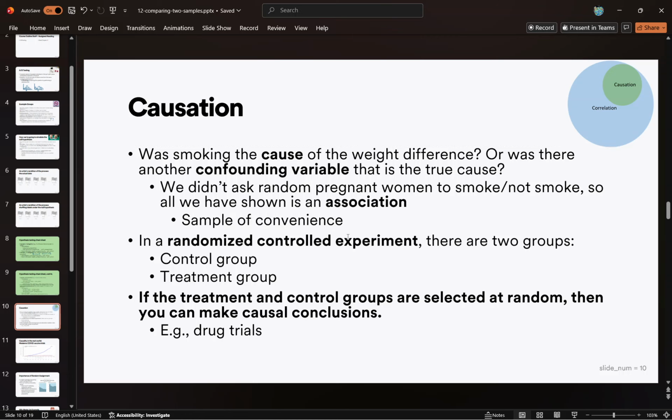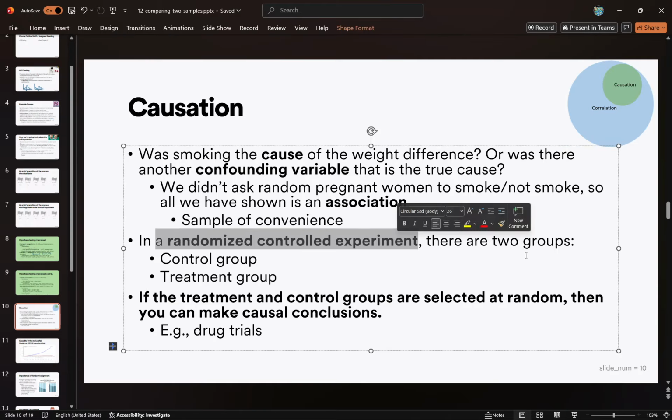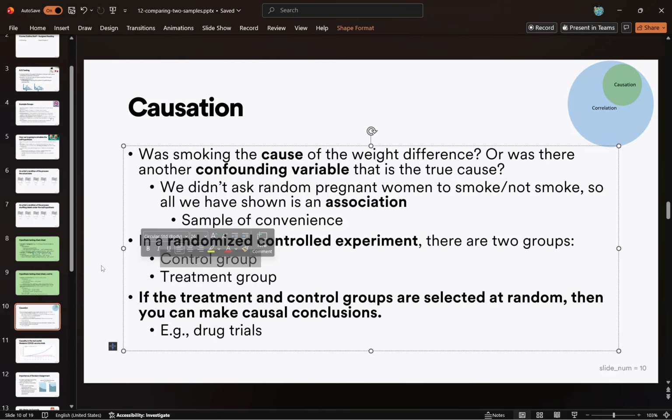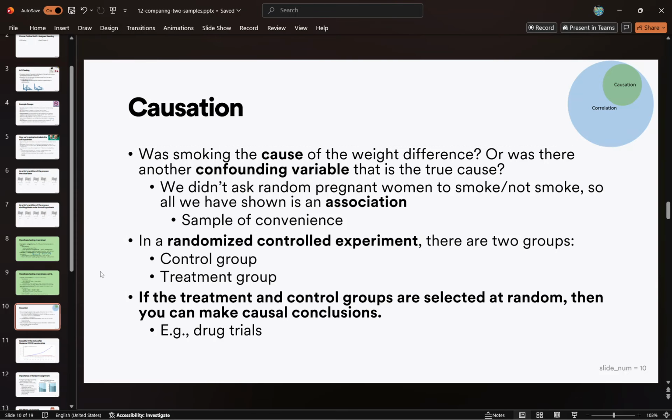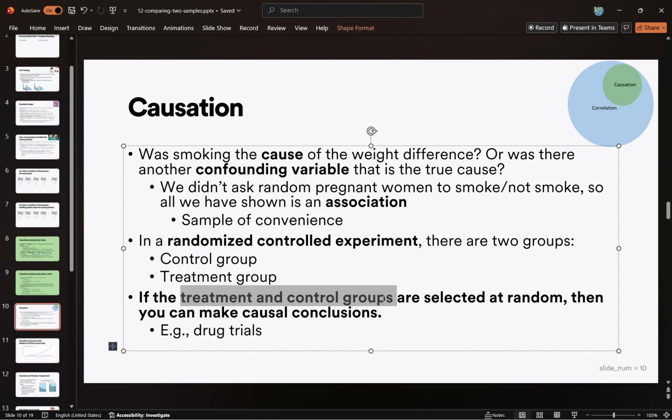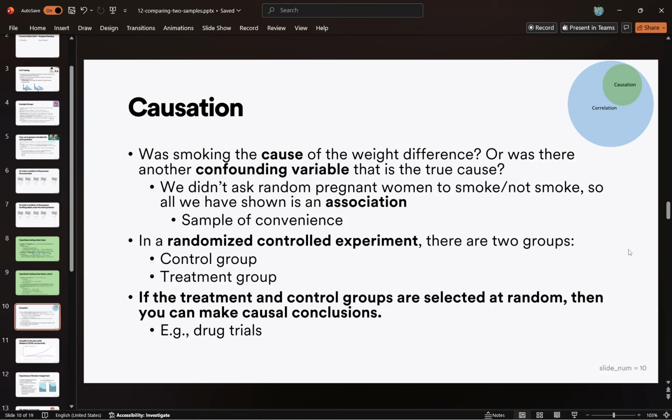So yeah, that's what I wanted to say. In general, you can only really conclude causation when you've got a randomized controlled experiment, where you've got a control group, a group that's not smoking, and a treatment group, a group that is smoking, and you've controlled who is in which group. If you select your treatment and control groups at random, like with a shot or a vaccine, which is the graph on the next slide, then you can conclude causation. That's what they do in drug trials.